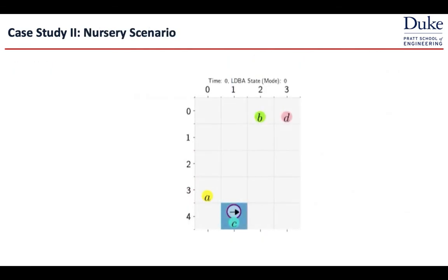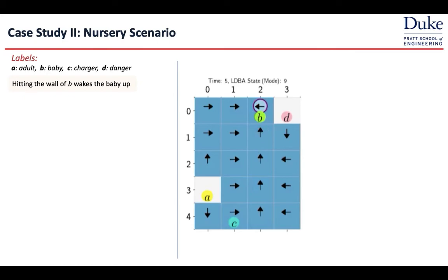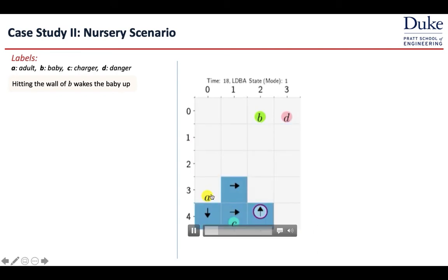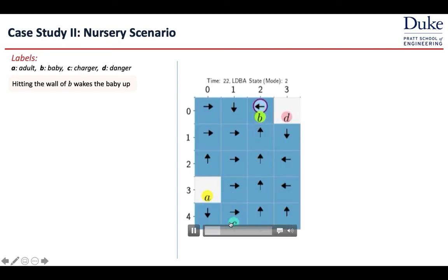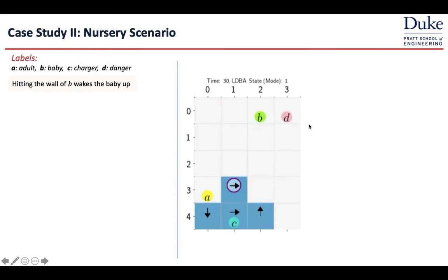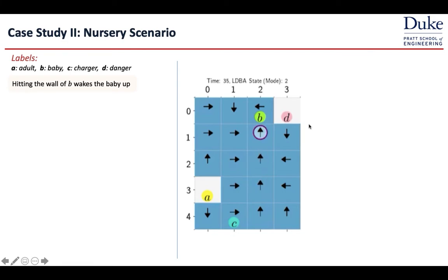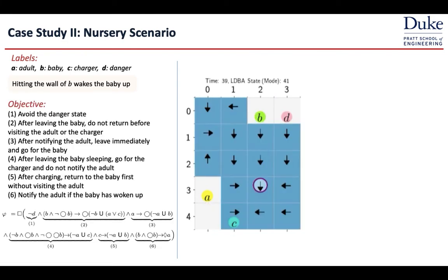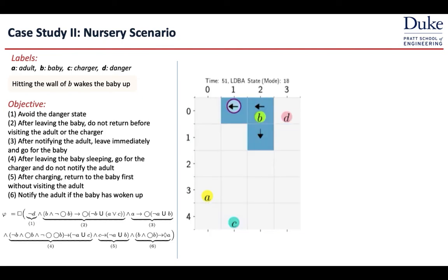Okay, here's our second case study. This is a little bit more complicated scenario. It is the same grid world with different labels and objective. So A is for adult, C is charger, B is the baby, D is a danger zone. And the task here is repeatedly checking the baby and going back to the charger. The adult must not be visited.